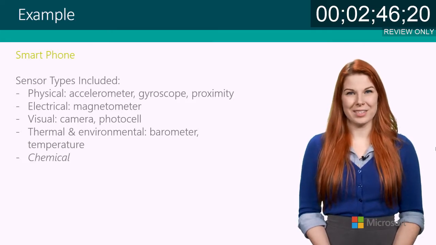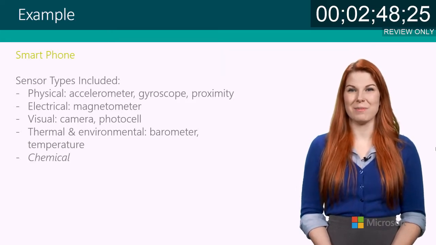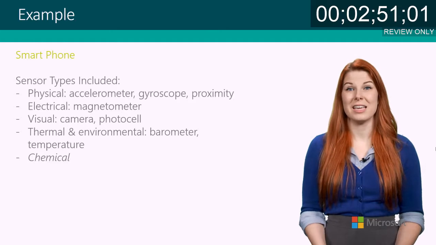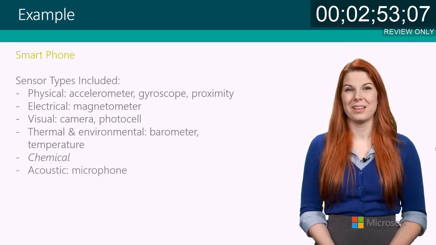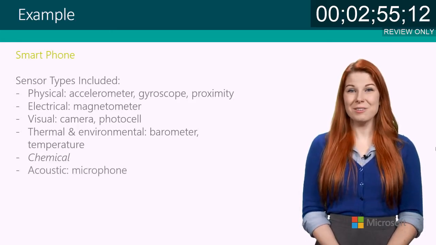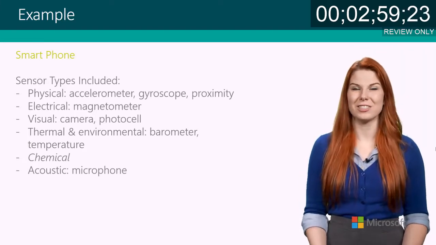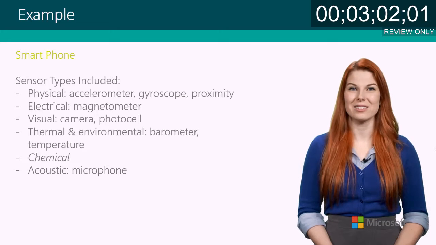Your phone probably doesn't have any chemical sensors in it because that would need to be able to process input as a chemical. But it definitely has an acoustic sensor, meaning it has a microphone, because you can speak into your phone and it can register that signal and send it to somebody else.